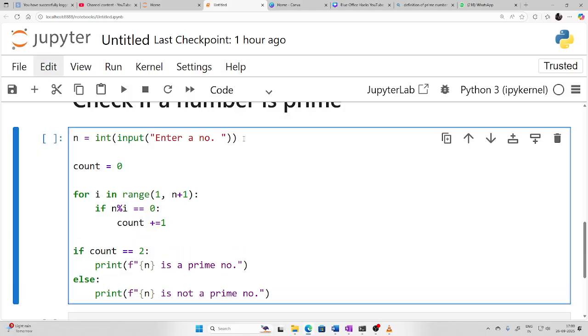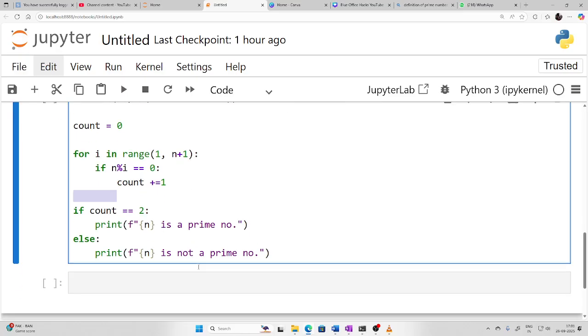So I have to have one number, the one which I have to check, then I have to use a counter to count how many numbers divide that particular number, and then this is the statement which will help you in counting those numbers. That is, if the number is divided by i, then increase the counter by 1. This part is over. Then if the count is 2, then that is a prime number, else it is not a prime number.